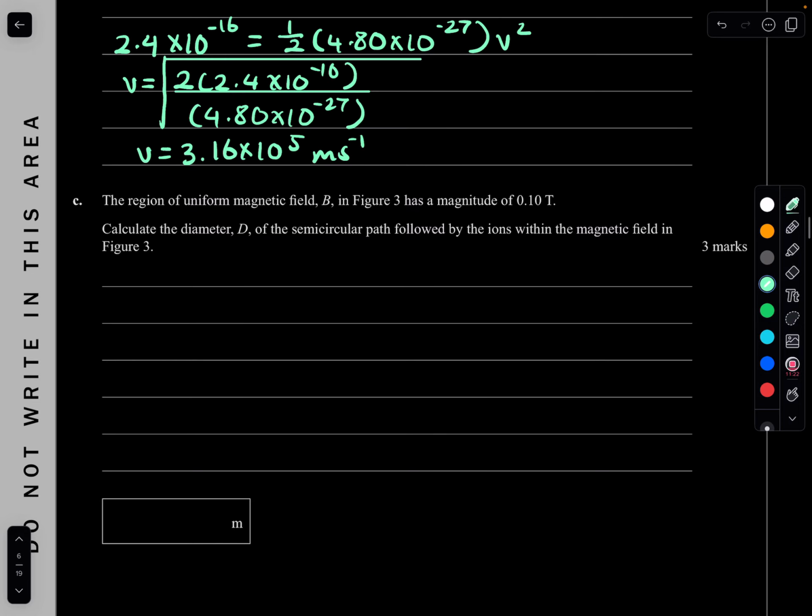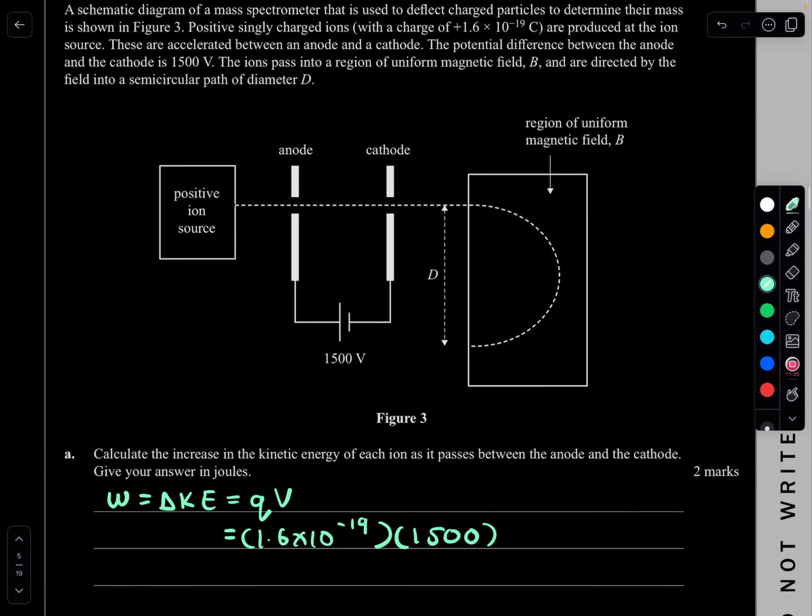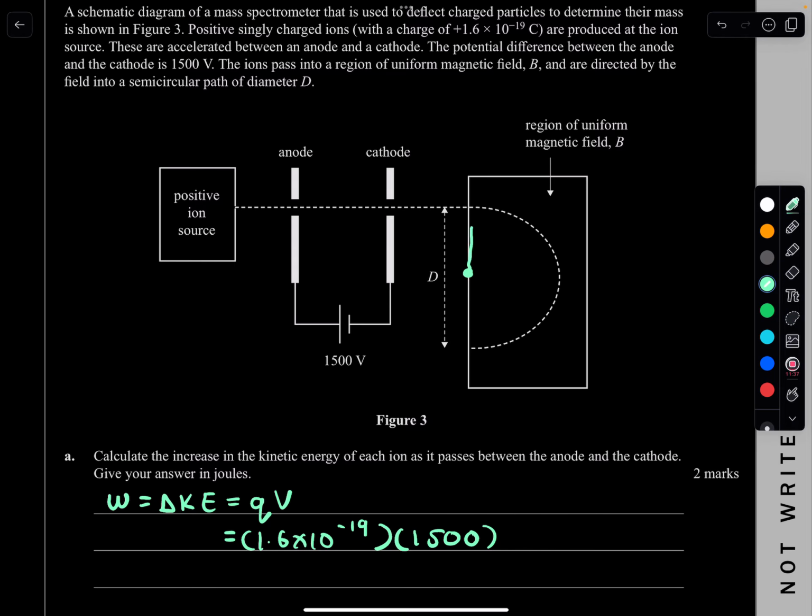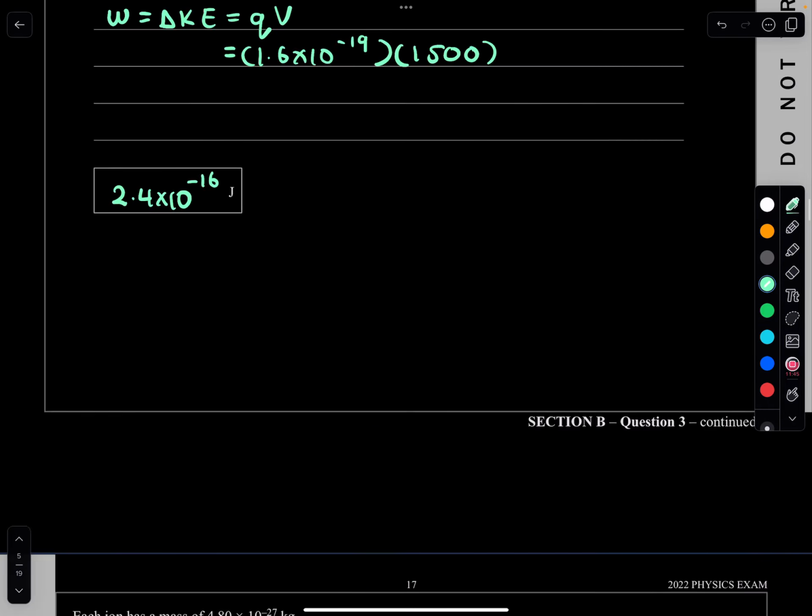Next question. The region of the uniform magnetic field B in figure 3 has a magnitude of this. Calculate the diameter D of the semicircle path followed by the ions within the magnetic field. Easy. Now we know how to calculate the radius. Our radius will give us this distance here, that radius, which is r. If we want the diameter, it's just doubling the radius. So let's calculate the radius.